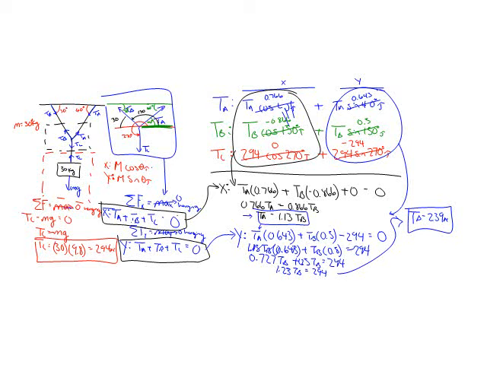TA is 1.13 times TB, which we just found to be 239, and TA is equal to 270. And that is it. Well, we're done with that problem.